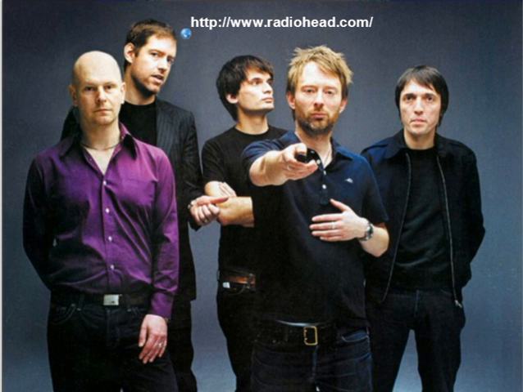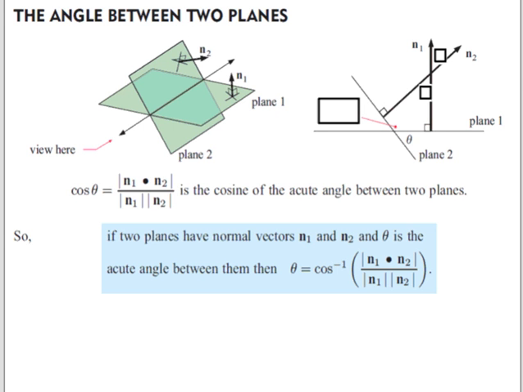In this fifth video, we'll be looking at the angles between two planes. So, if we begin here with two planes, and we imagine viewing from this angle, so that this is our view, we can start to wonder about this angle here, theta, the acute angle between these two planes, and how we could find that angle.